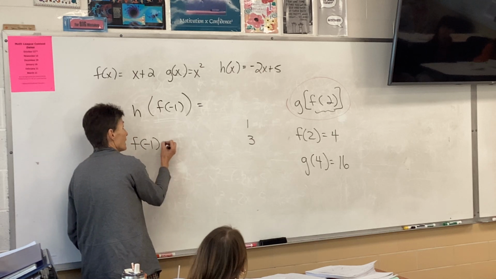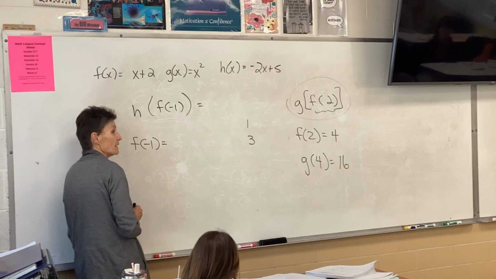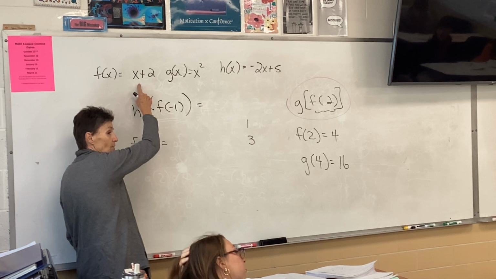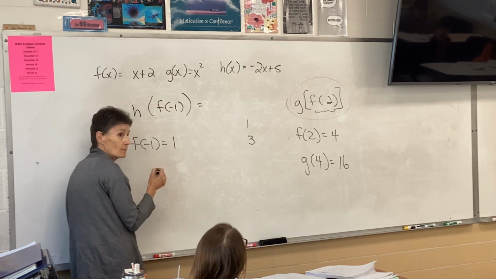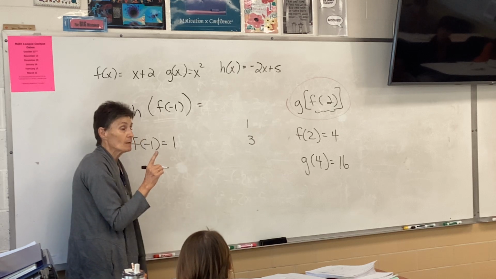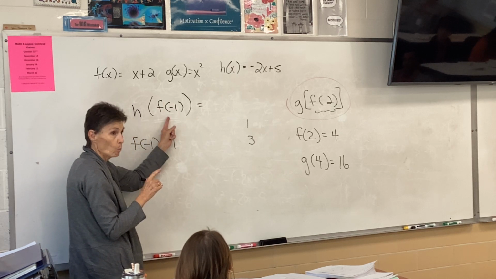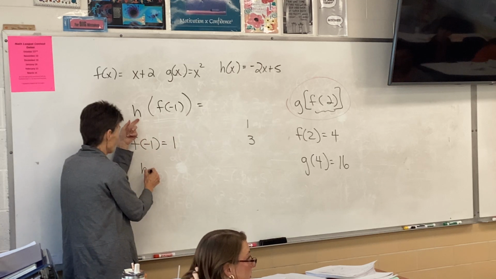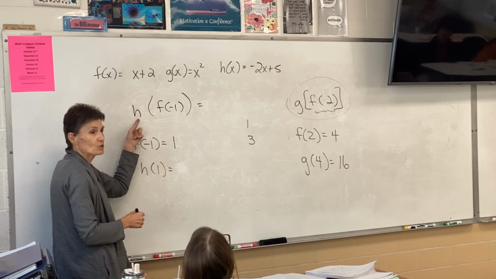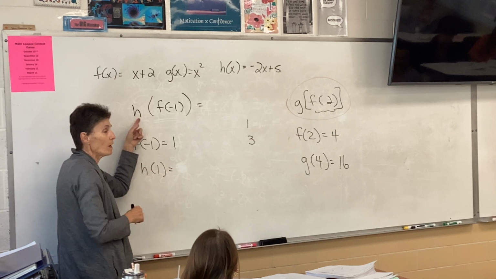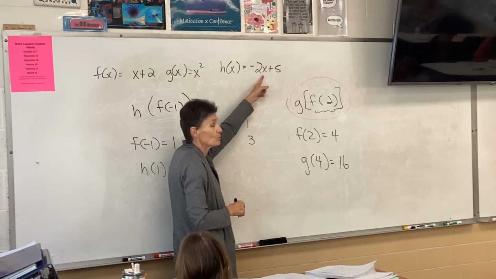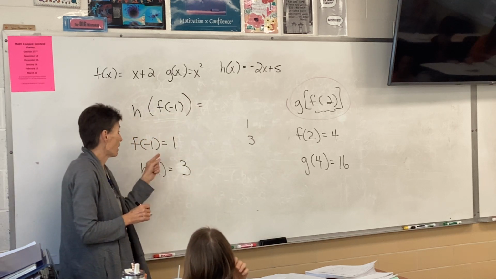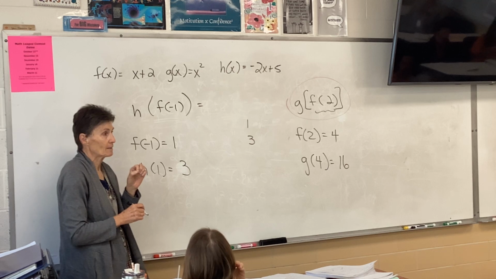What do we start with, class? Start by putting -1 into F. So we put -1 right here, and we get 1. Okay? But that's only the first step. Because now, what do we have to do with that one that we got? We have to put it into the H. Oh, did you put it in G? Yeah. So what's H of 1? Well, you put a 1 in there, you get 3. Good job, you got 3. Anybody have a question about that?